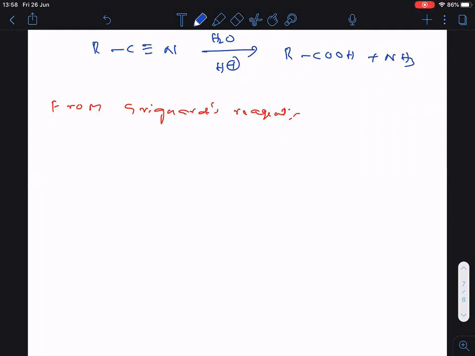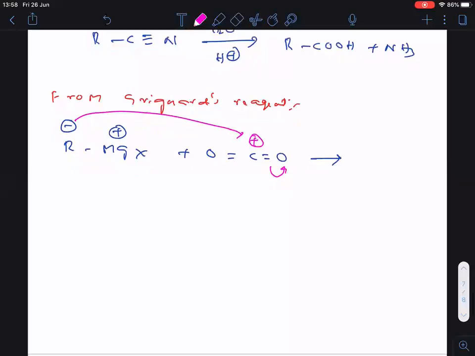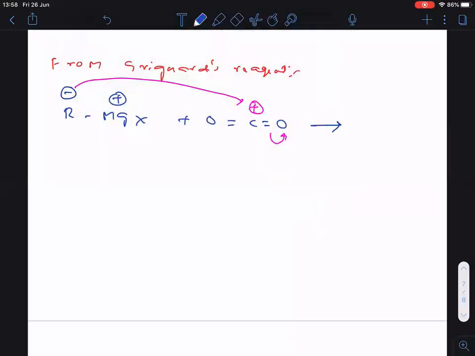Okay, now how to prepare acid from Grignard's reagent. So you know Grignard reagent is what? RMgX. In RMgX, R will carry a negative charge, MgX will carry a positive charge. Magnesium is a metal. Clear? Now let me take carbon dioxide, CO2. So what happened here? The pi bond will shift onto an oxygen. Then carbon gets the positive charge. So the negatively charged R attacks the positively charged carbon. Then what is the thing that is going to form here?